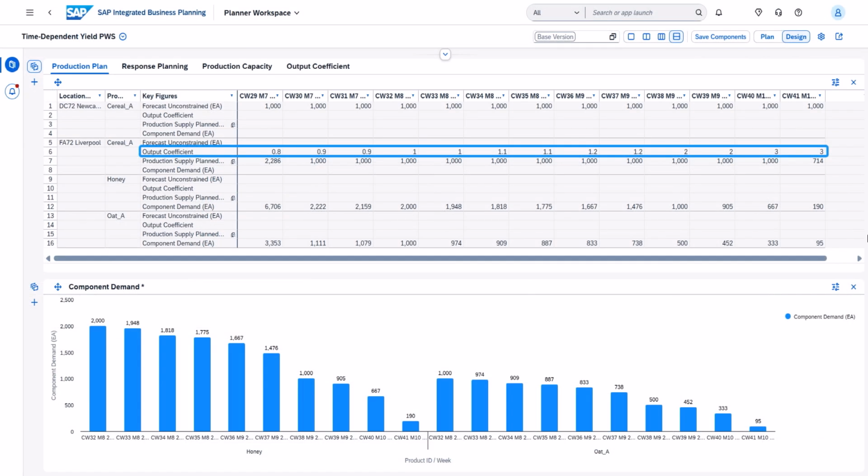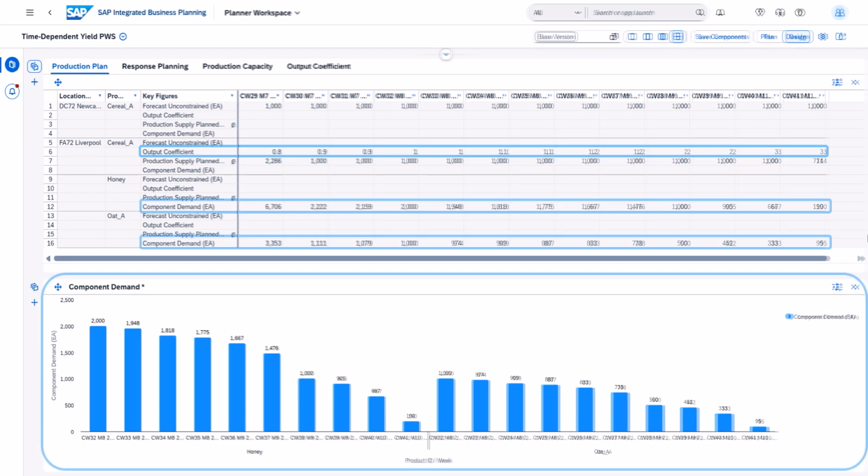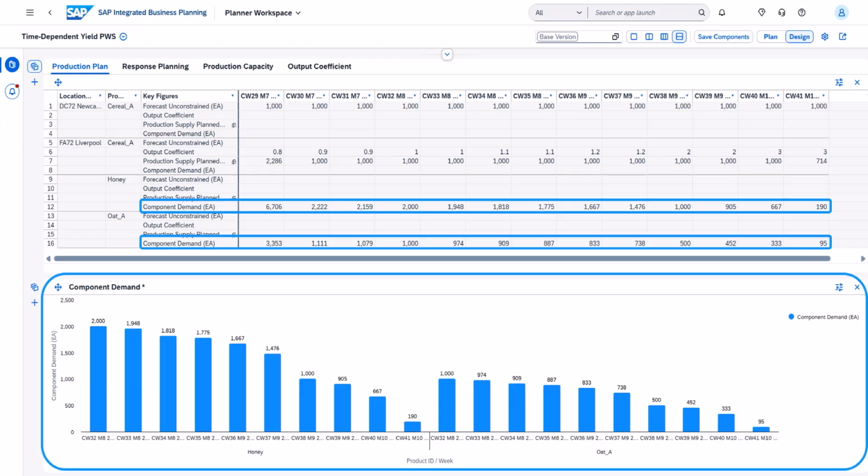Here's what it looks like in the planner workspace. Period by period, an output coefficient ramps up from below 1 to above 1. Read from the time series, the engine picks the value that lands on the end date of the order. Total demand stays the same, 1,000 units per week. But component demand now moves with the coefficient, larger when yield is poor, smaller when it improves. Same heuristic, same optimizer, just with the time dimension the engine didn't have before.